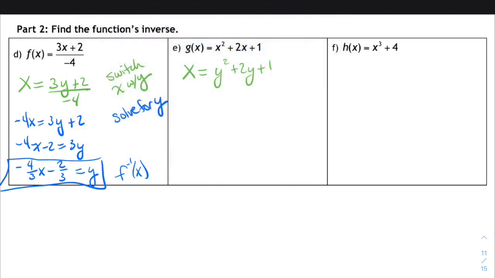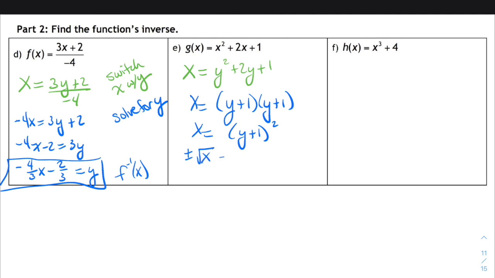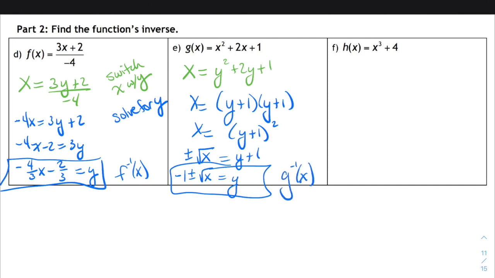Let me get my blue out. I'm going to go ahead and try to factor. And this is y plus 1 times itself. x equals y plus 1, we could write it quantity squared. And now I can take the square root of both sides. Don't forget plus or minus. And then I can subtract 1, so it's -1 plus or minus the square root of x equals y. And again, this is the inverse of function g.